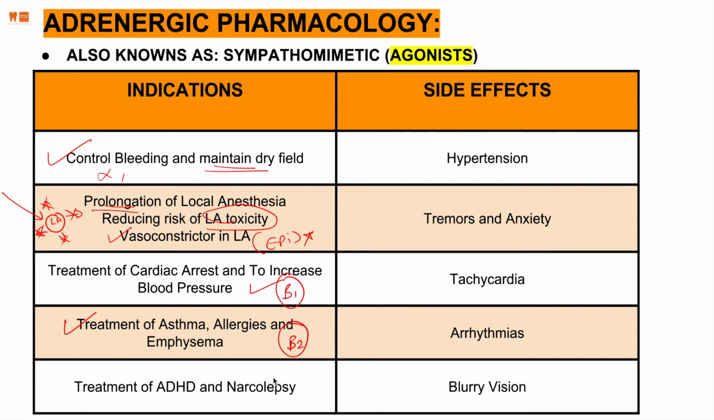Treatment of ADHD and narcolepsy. ADHD and narcolepsy is basically the lack of activation of CNS. What does sympathomimetic drugs do? They stimulate the CNS system. Those are the indications of sympathomimetic agonist. But they always come with side effects. We know that increase in blood pressure leads to hypertension, increase in CNS activation leads to tremors and anxiety, tachycardia is increase in heart rate. This is irregular heartbeats, so arrhythmias. And blurry vision because of mydriasis caused by alpha-1 receptor.